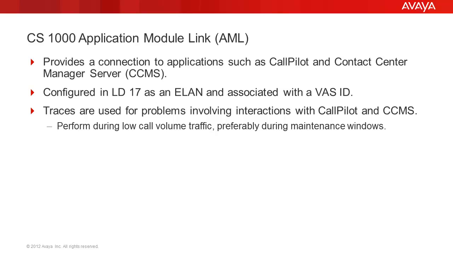The configuration is performed in the Configuration Record 1 program, Load 17, where you will need to configure an embedded LAN AML link number and associate it to a value-added server ID. You will need to know the AML link number to enable AML traces. AML traces are crucial to determining root causes whenever you are experiencing problems with the interactions between call server and Call Pilot or CCMS. Please note that enabling AML traces should be performed during low call volume traffic.